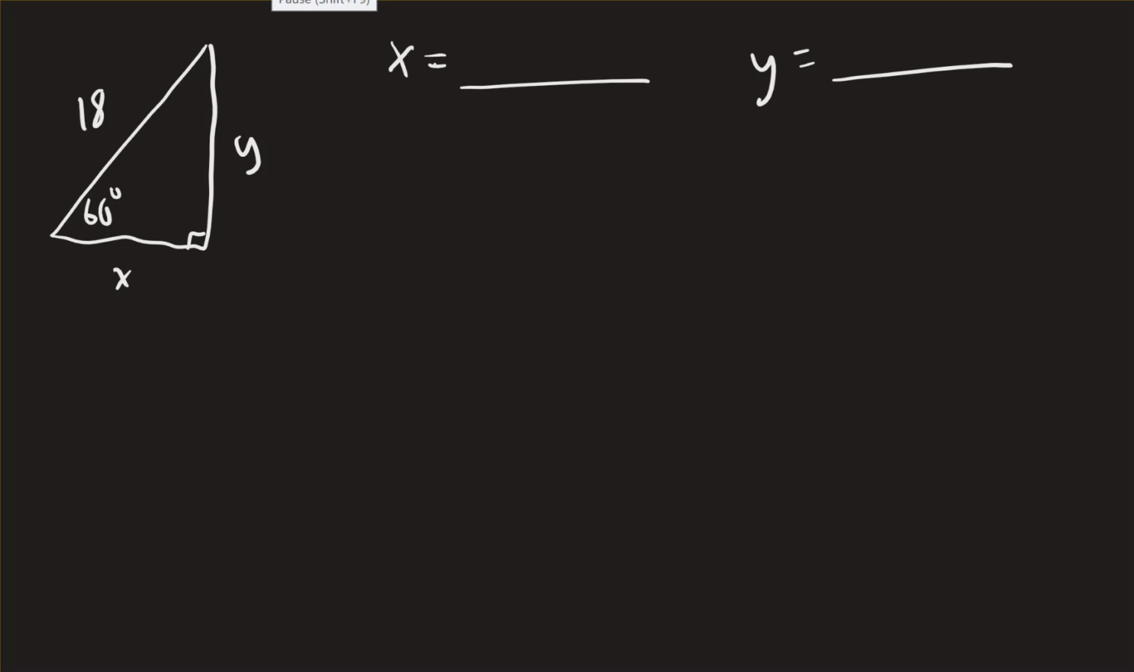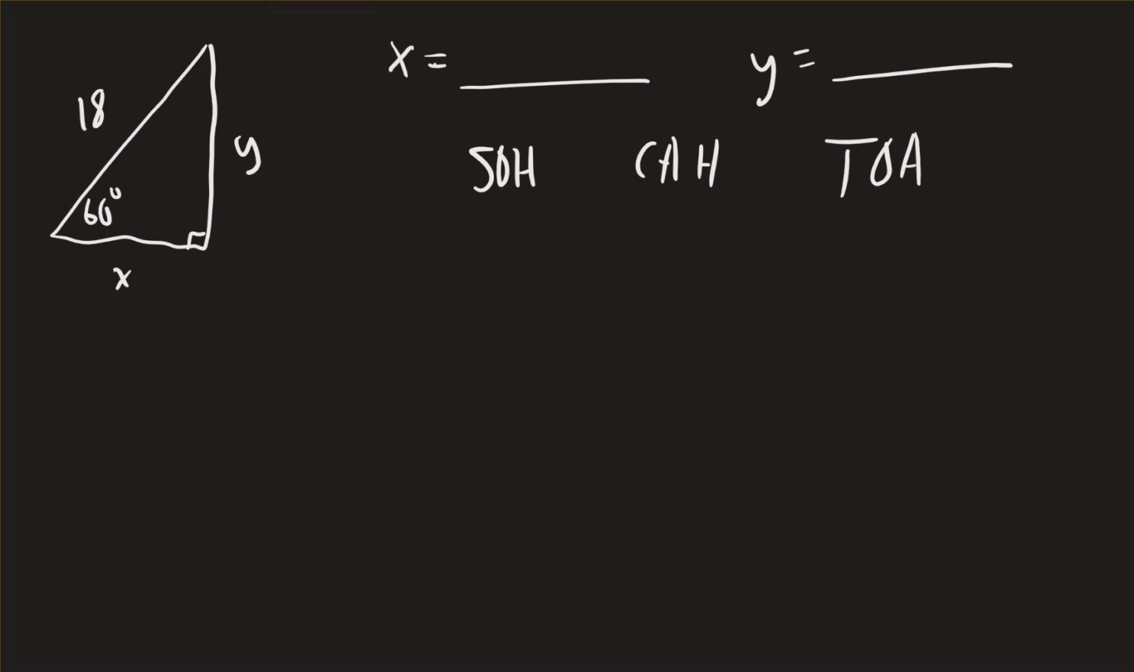It's got us trying to find two different side lengths of a right triangle, given that it's a right triangle, given one of the acute angles, and given one of the sides, in this case, the hypotenuse. So we can do this with a couple of SOHCAHTOA equations.